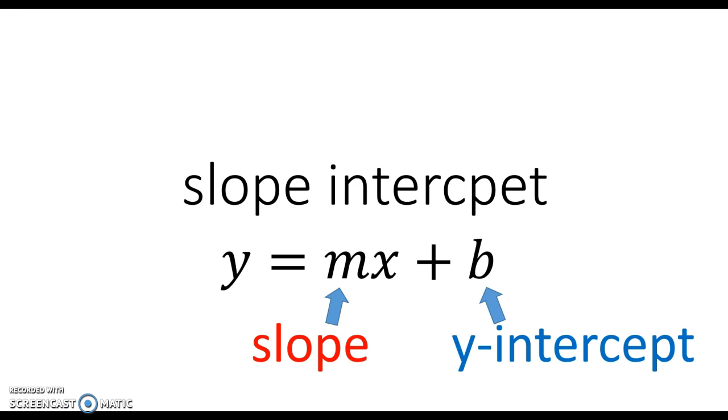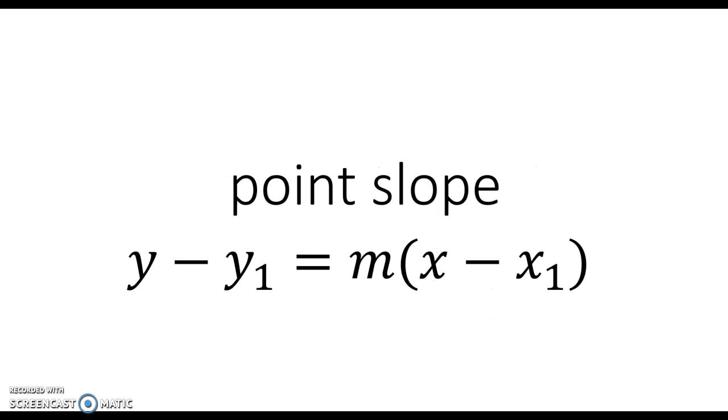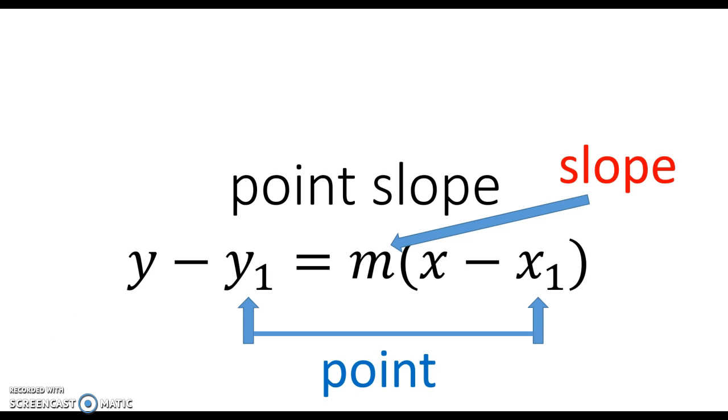Another form that we will be using, and the one that we're going to focus on today, is the point slope form. This is where we are given a slope, and we are given one of the points that is on the line if we were to graph this. Doesn't matter which point we use, because any point we use is going to give us the same equation no matter what.